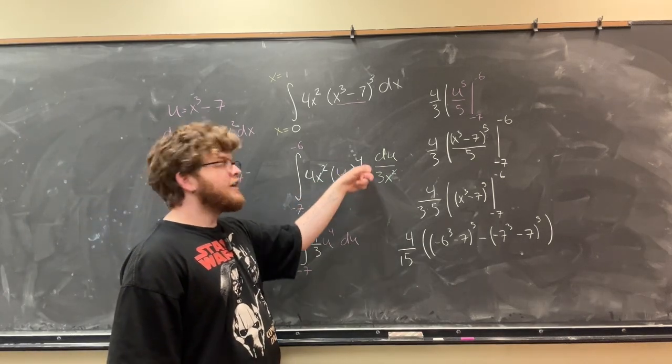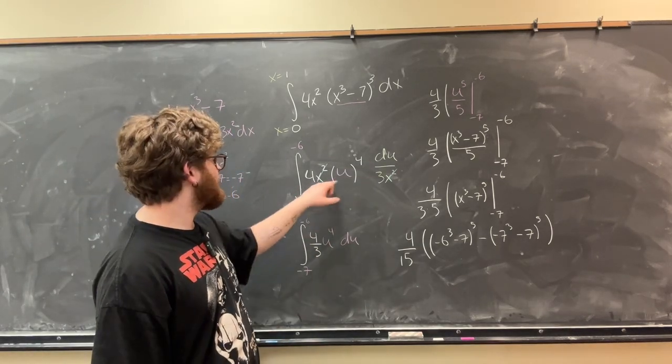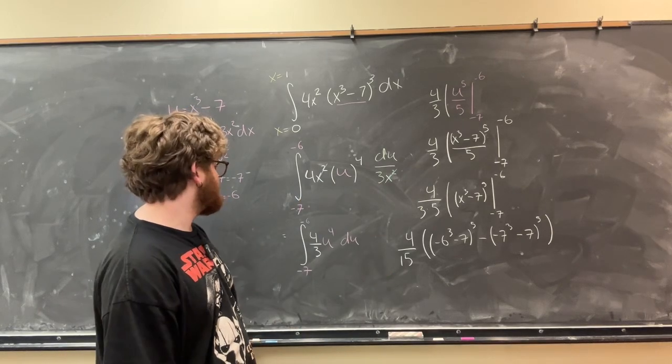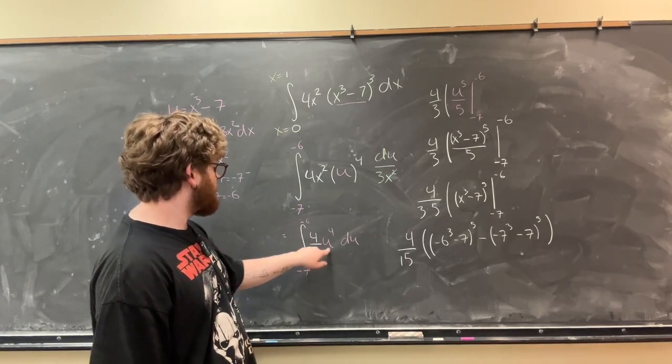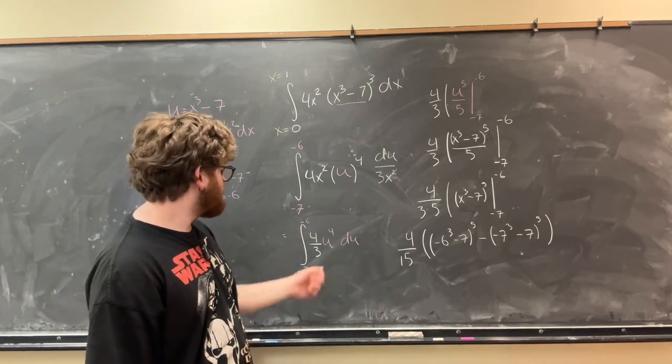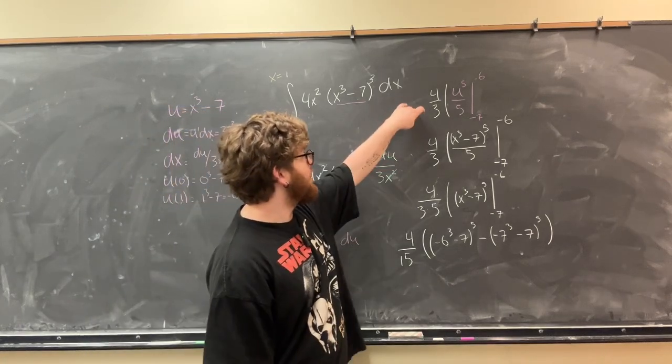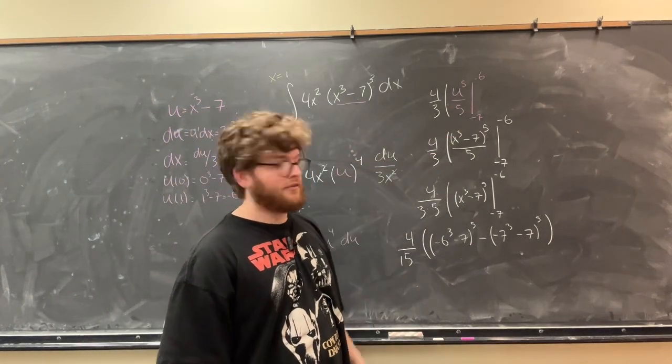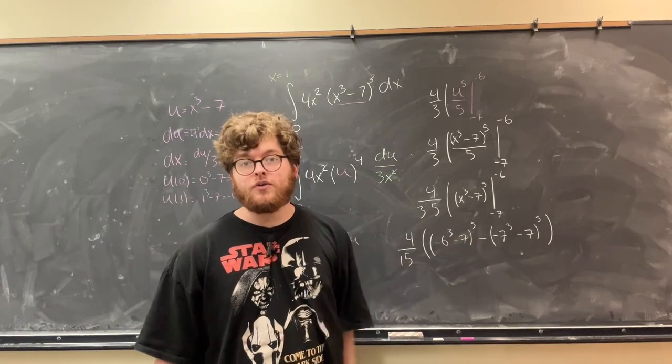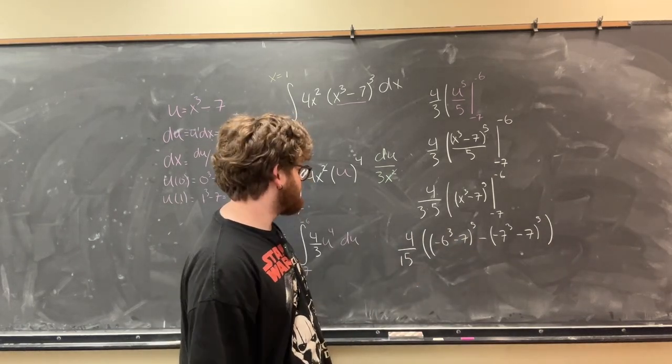Plug in my u and my new value of dx, canceled these x squareds here. That left me with 4/3 integral of u to the 4th, and then I evaluated that with the new bounds, which gave me this answer, which I could go through and I could put into a calculator.